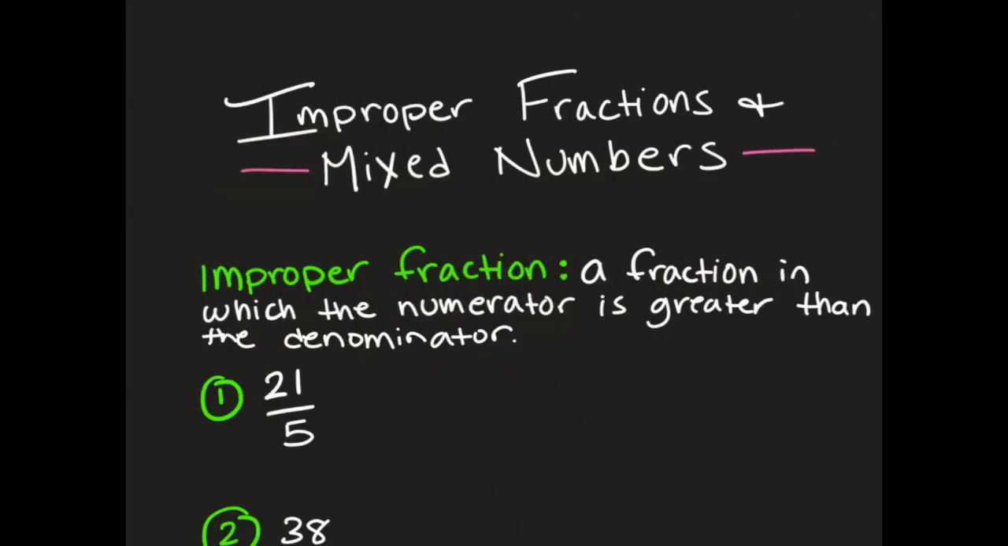So today we're going to talk about turning improper fractions into mixed numbers and mixed numbers into improper fractions. So the first thing we're going to do is talk about what is an improper fraction. It is a fraction in which the numerator is greater than the denominator. So for example, my numerator is 10 and my denominator is 2. So that numerator is bigger than the denominator. That is an improper fraction.